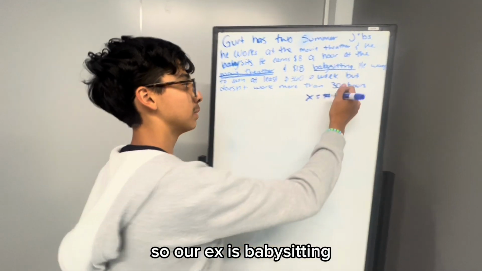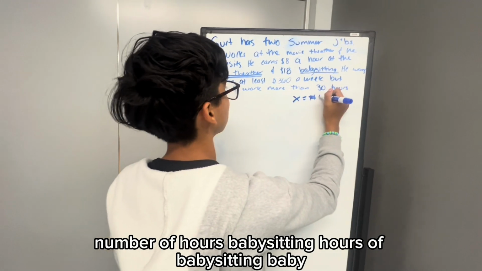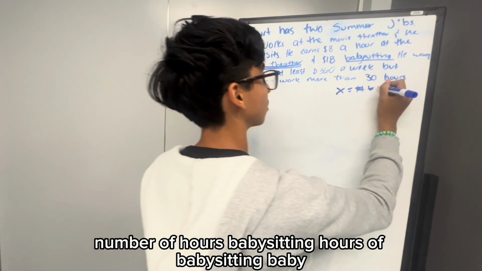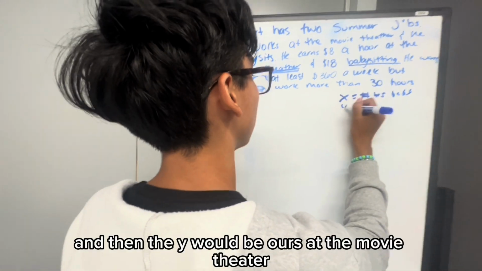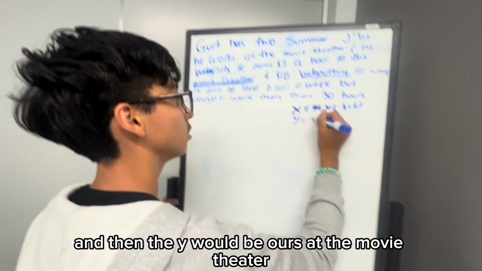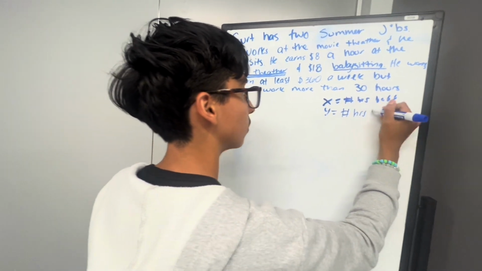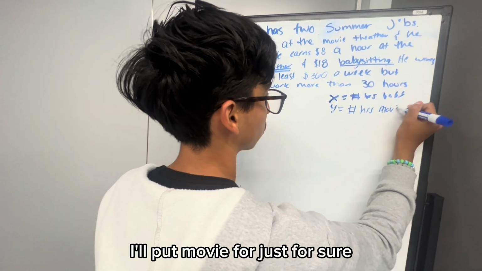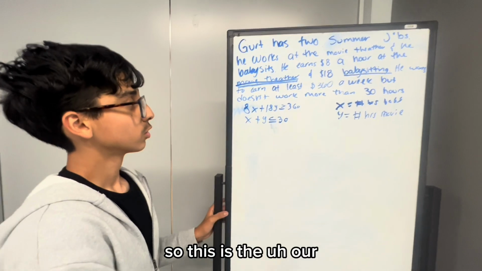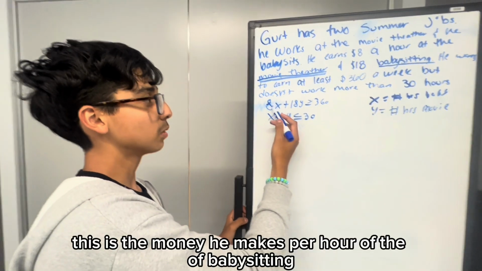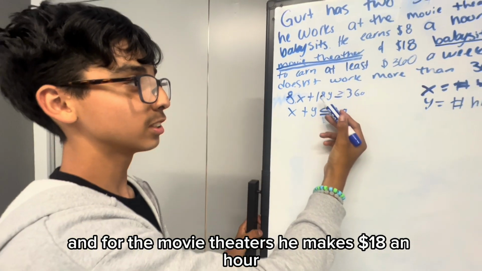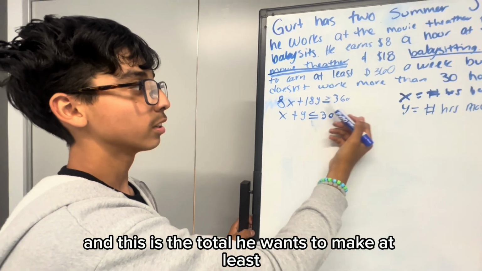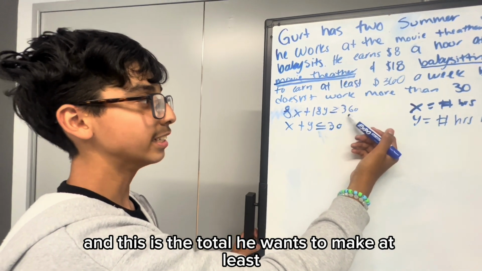So our x is babysitting, the number of hours of babysitting. I'll just put baby. And then the y would be hours at the movie theater. I'll put movie, just for shorter. So this is the money he makes per hour, and for the babysitting he makes $18 an hour, and this is the total he wants to make at least.